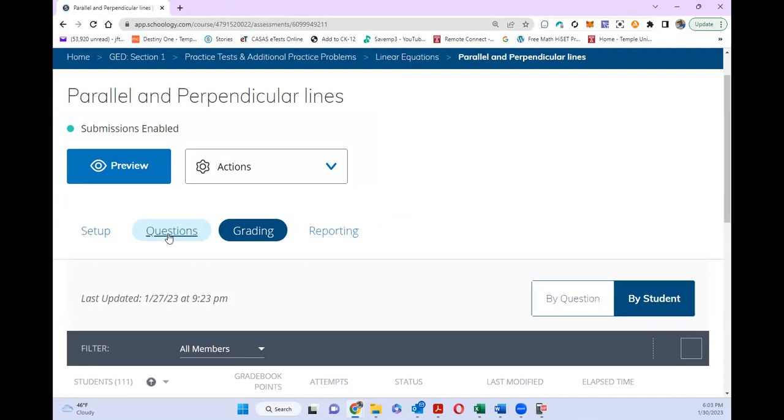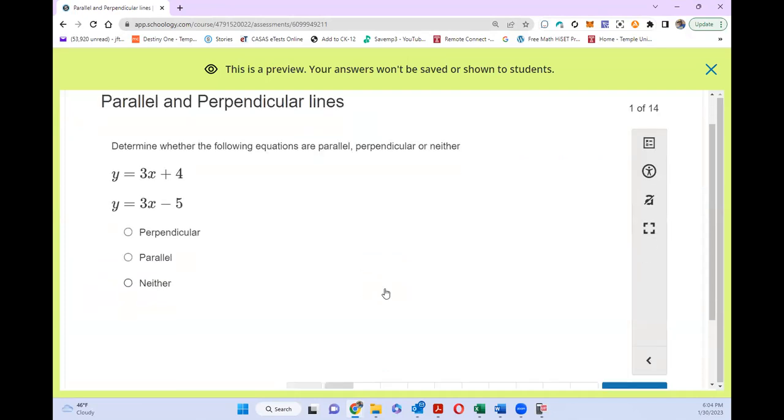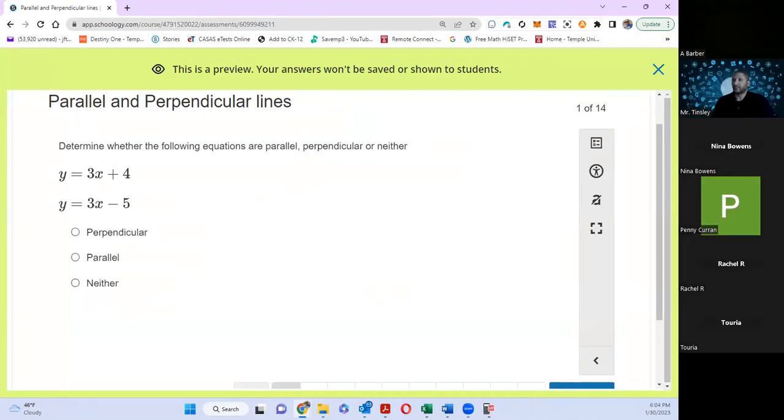Let's go to preview. And again, this is on Schoology. Once you have a good understanding of parallel and perpendicular lines, go ahead and take this quiz. Make sure you understand. I took it many times, but I didn't pass it. Okay, so this question here, did you understand this question? No, this one, no, and I got this wrong.